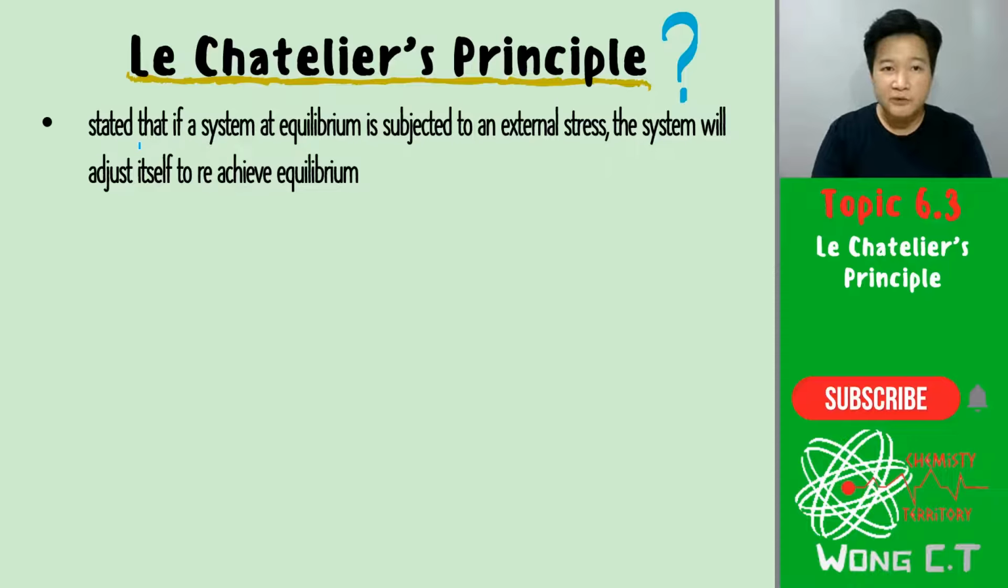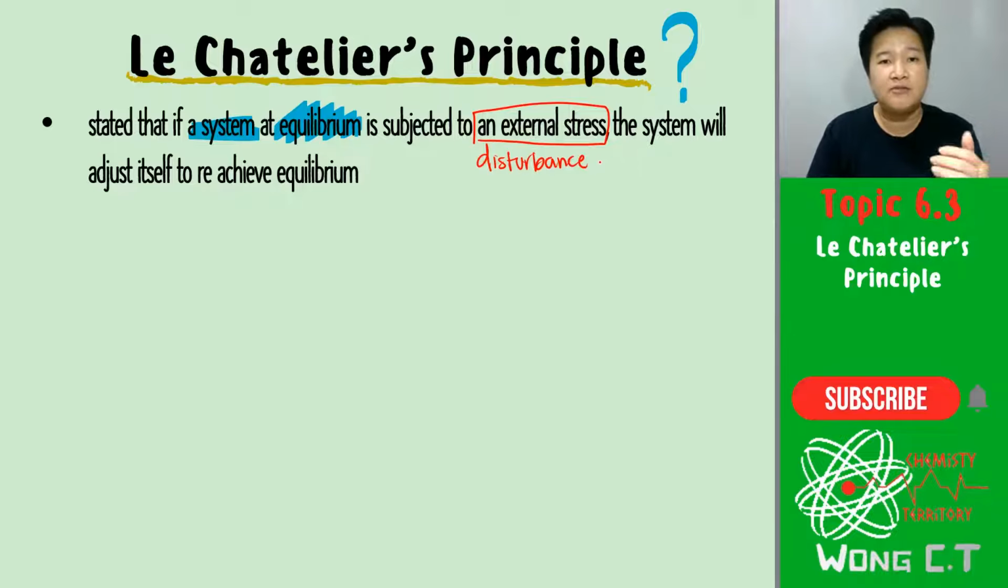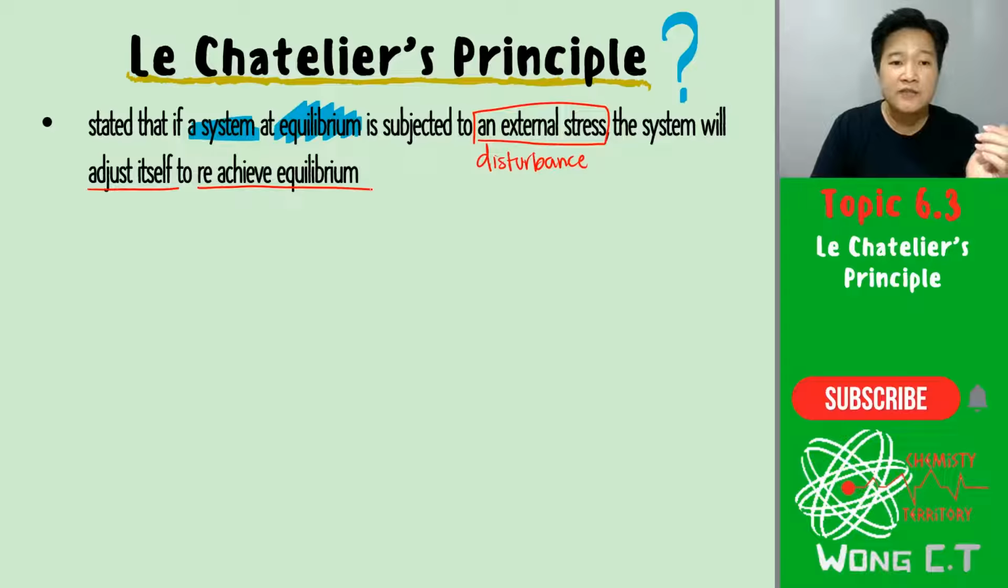Le Chatelier's principle states that if a system is at equilibrium, and that system is subjected to an external stress, which we also call a disturbance, then the system will try to adjust itself to re-achieve the equilibrium. Whether it's an external stress or a disturbance, they represent the same thing.